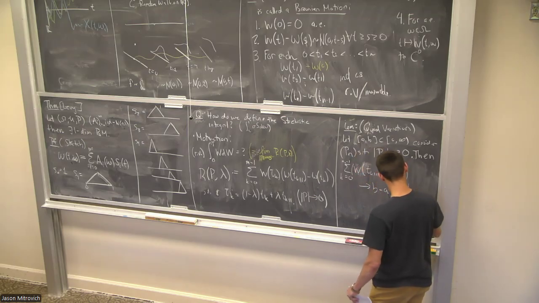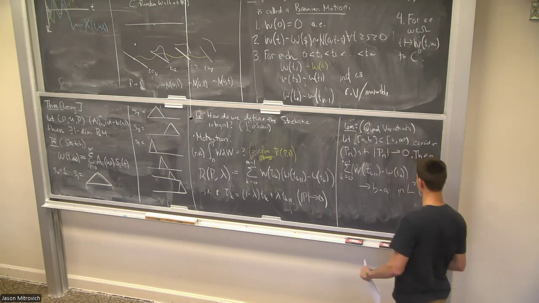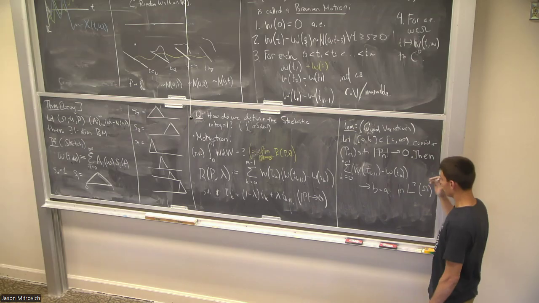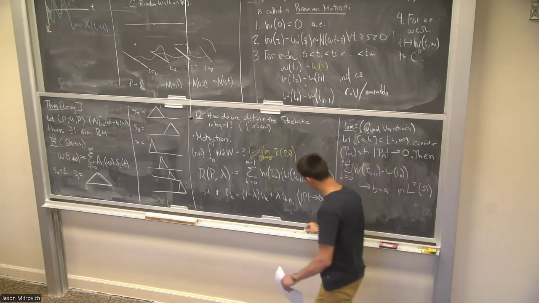All right, we want to say that this guy would be converging to b minus a in L2 of omega, right? Because now we're thinking of them again as functions. But this isn't true. I'm surprised Brandon didn't yell at me immediately.